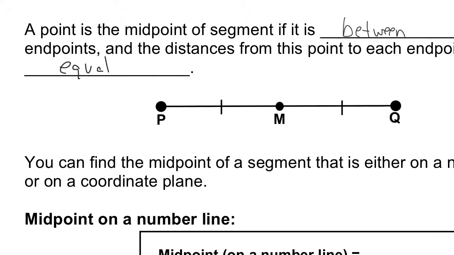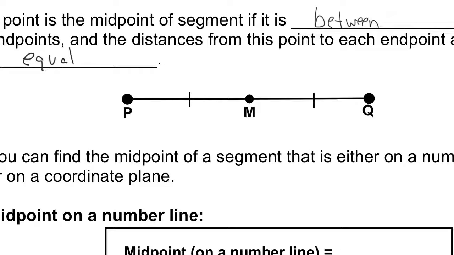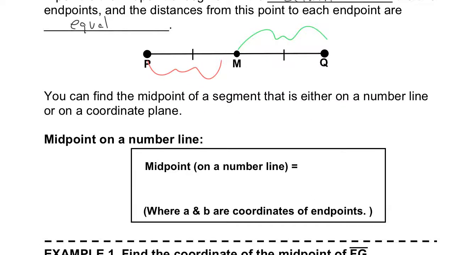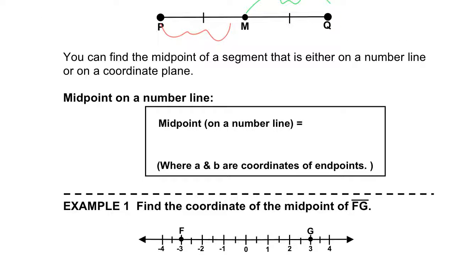So we have this little example here with segment PQ. M is between them. From P to M is the same length as M to Q, therefore M is the midpoint. It's pretty easy to understand. So it says you can find the midpoint of a segment that is either on a number line or a coordinate plane, just kind of how we did distance yesterday. There's a couple little things here.